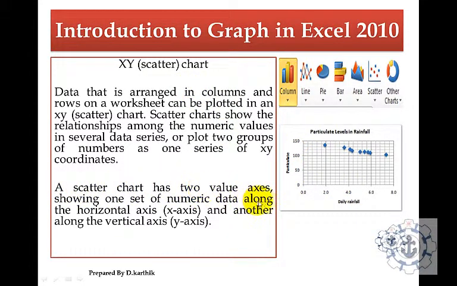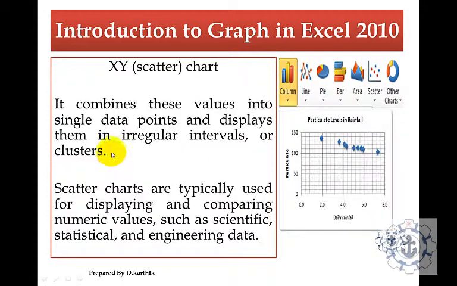A scatter chart has two value axes, showing one set of numeric data along the horizontal axis X and another along the vertical axis Y. So it combines the values into a single data point. As I said, it combines the data values into a single data point and displays the irregular intervals of clusters. Scatter charts are typically used for displaying and comparing numerical values, such as scientific, statistical and engineering data.